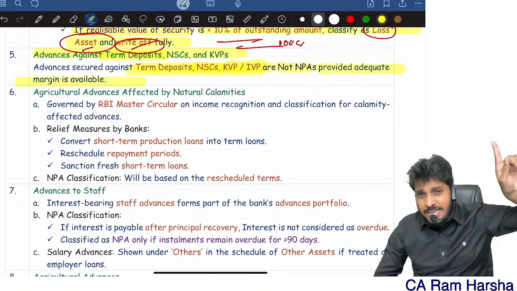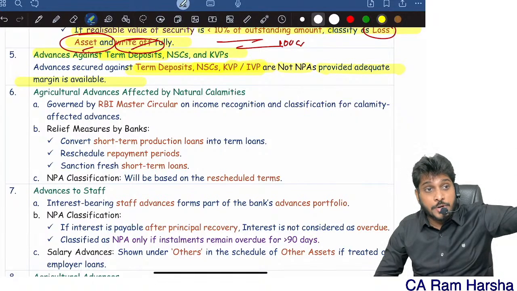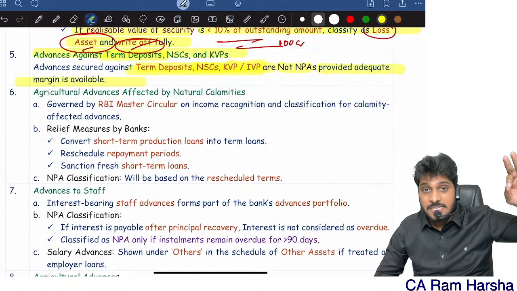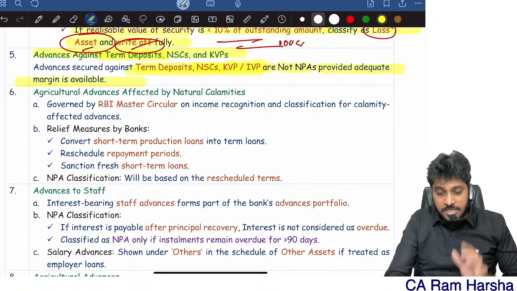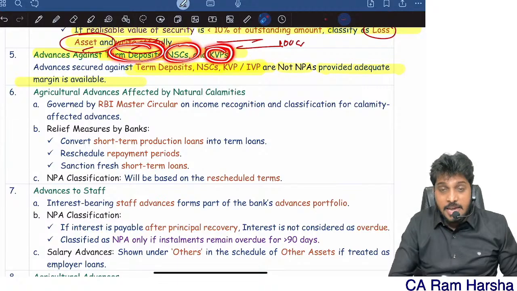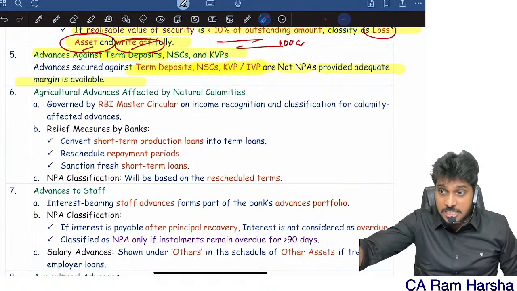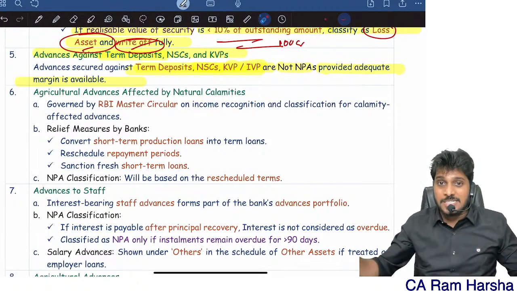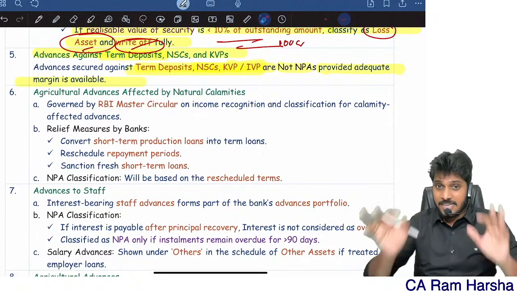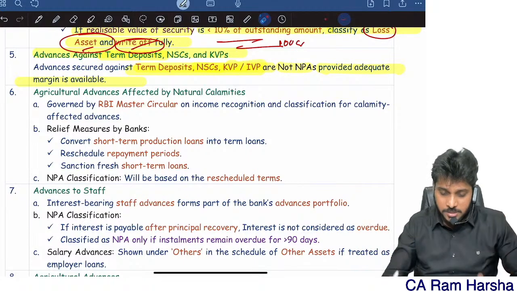Remember, for a central government guaranteed advance, if it is more than 90 days overdue, principal we will not classify as an NPA, no provision, but from the interest point of view we will stop recognizing it. But if it is a term deposit, NSC, KVP or IVP security, even interest is recognized on an accrual basis. The loan is treated as a standard asset. So long as the margin is adequate, we will classify it as standard, and interest is also recognized on an accrual basis.